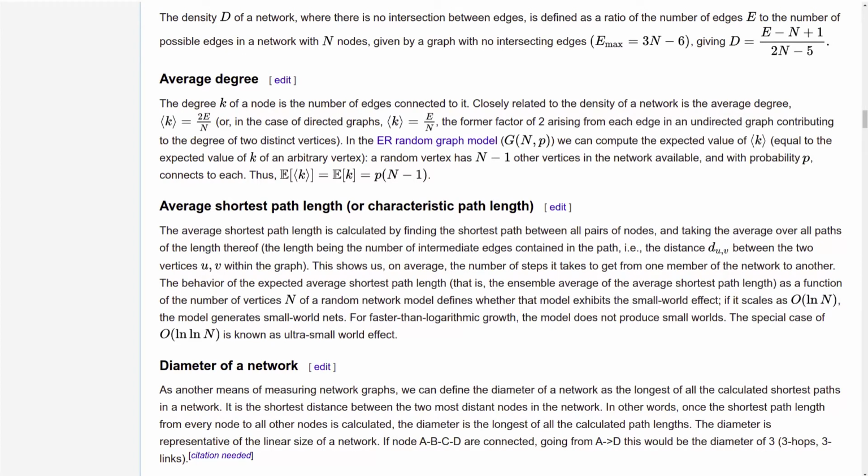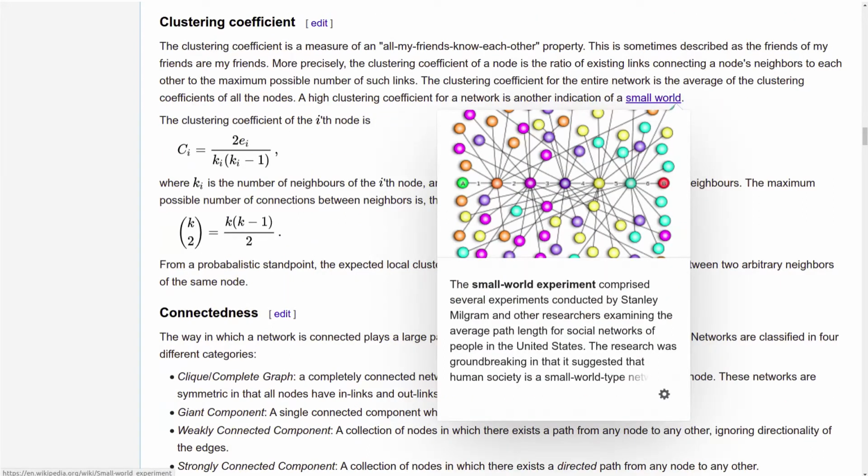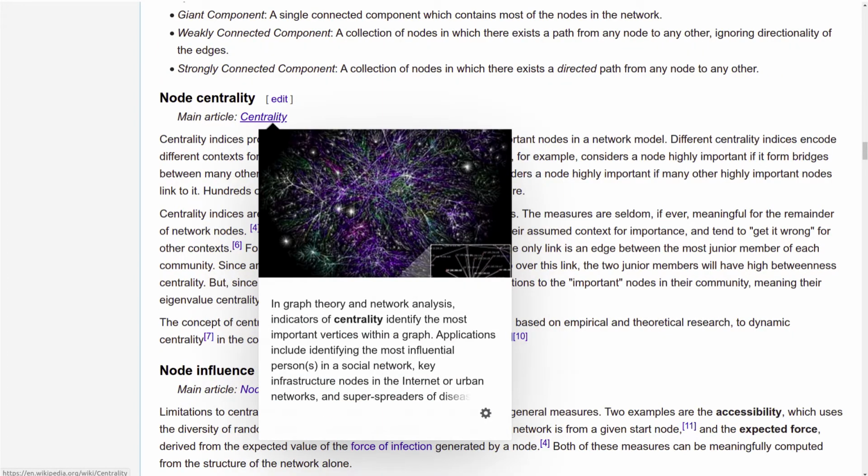For each pair of nodes, we can compute the shortest path distance between them. For the whole graph, we can look at the distribution of those path lengths. We can also count the number of triangles in the graph, the so-called clustering coefficient. Finally, we can measure in different ways how central a node is. There are several such notions of node centrality, and as before, for the whole graph, we can look at the distribution of those centralities.